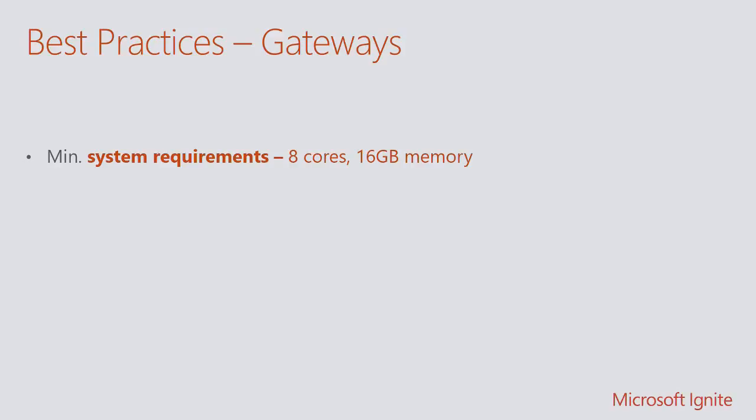So our minimum system requirements are an 8-core CPU. This is simplified a little bit, but an 8-core CPU and 16 gigabytes of memory, right? And also Windows Server, well, we recommend that you have Windows Server 2012 or 2.